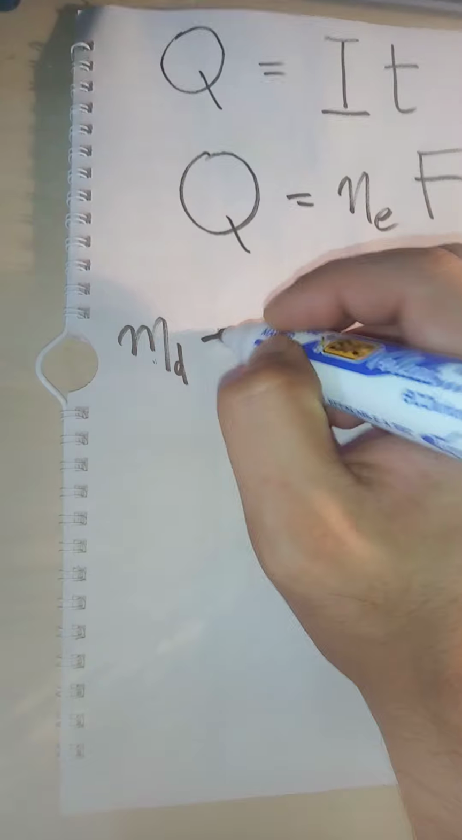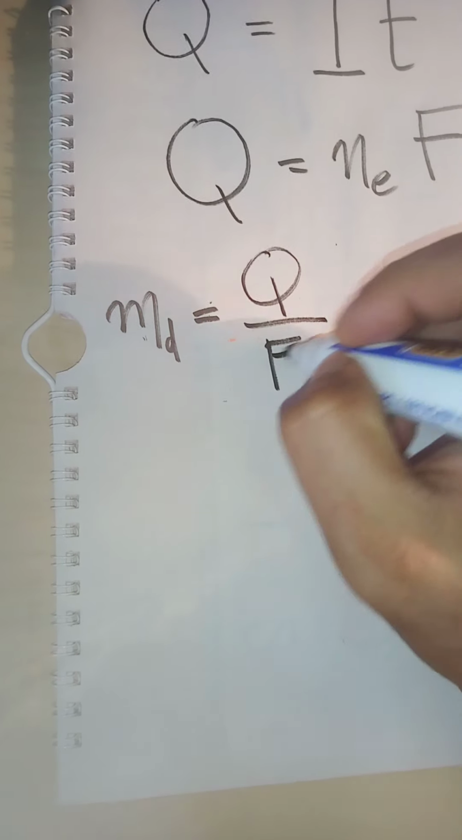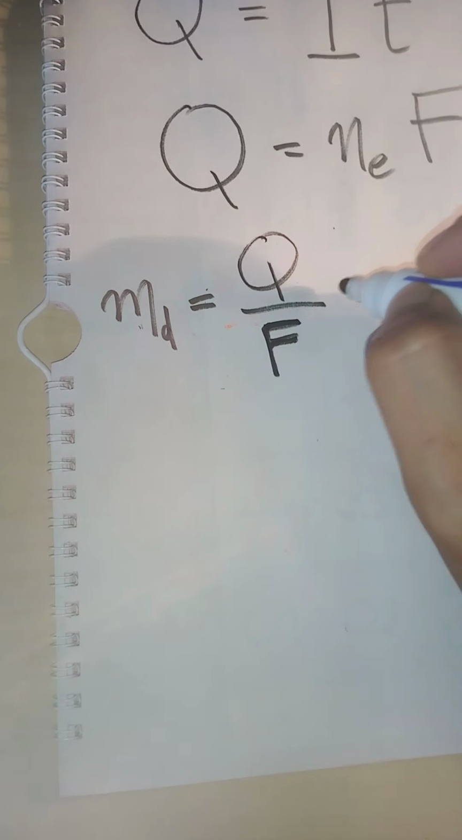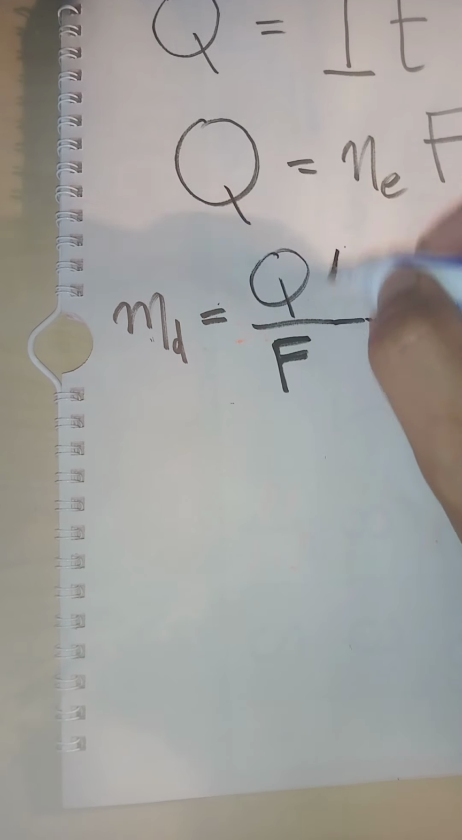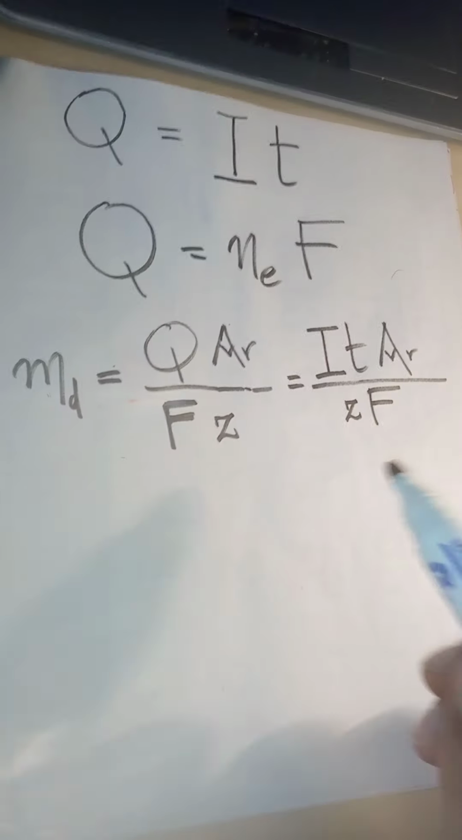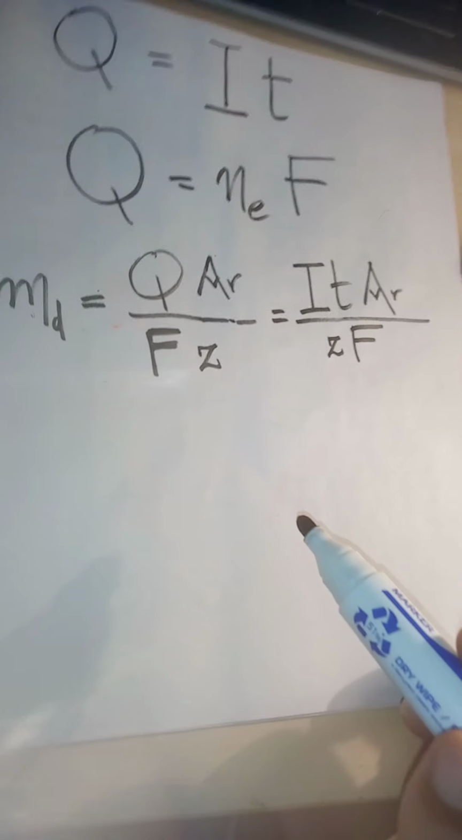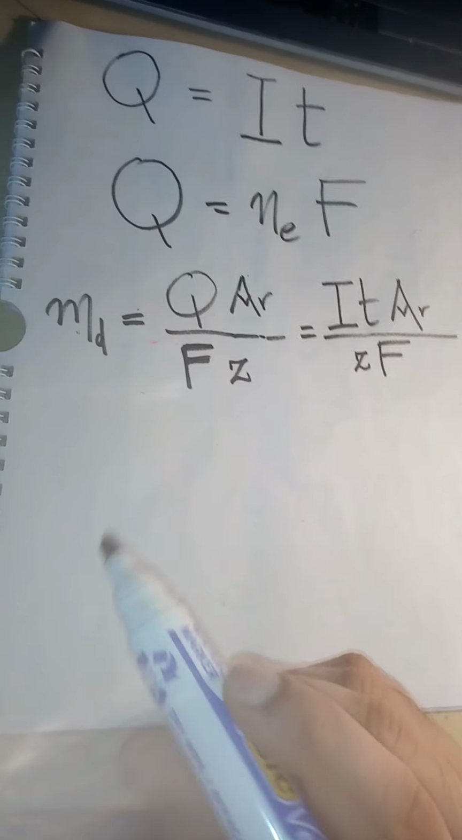Mass deposited equals Q over F times the atomic mass of the metal times the oxidation number of the metal. So that'll be I T A_r over Z F. Now this is mostly applicable to solid metals, not so much to gases, as research into the question has shown.